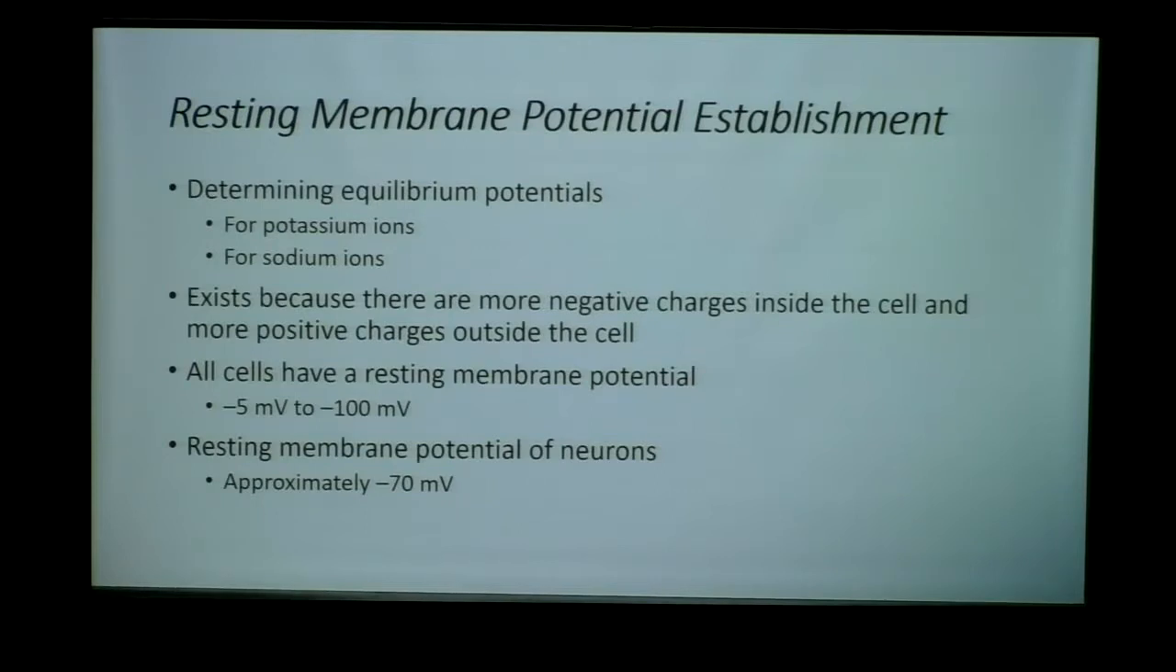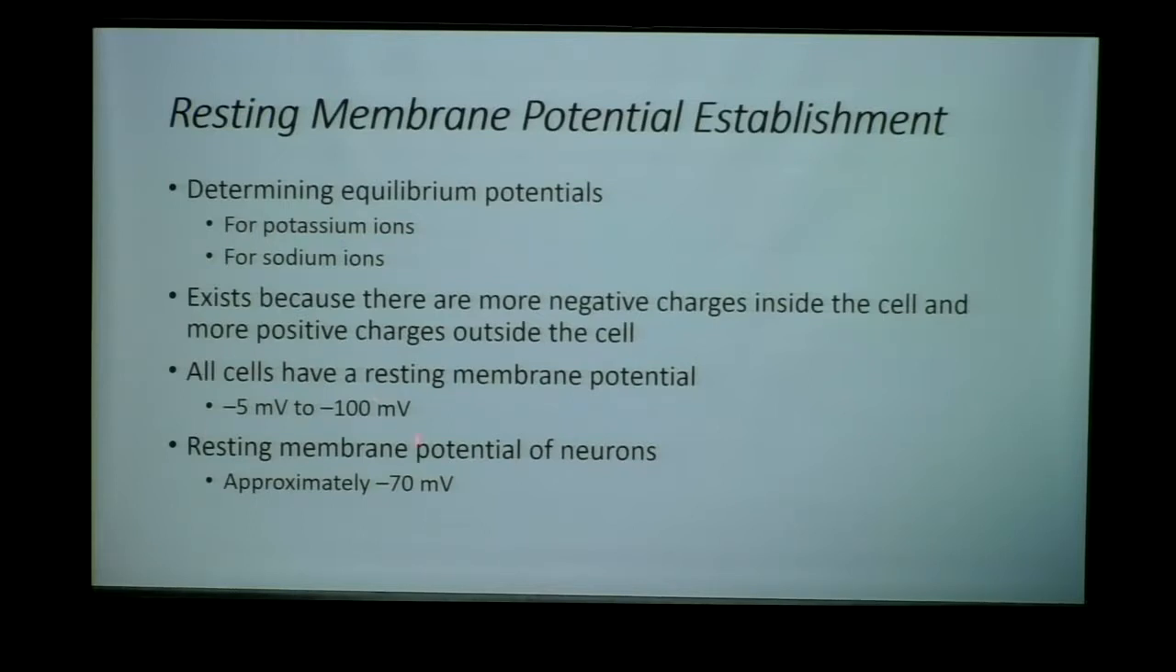So it exists because there's more negative inside the cell. We talked about this phenomenon. Inside the cell is more of a negative environment. Outside the cell is more positive, okay? And we're going to talk about how that comes to be throughout today. Now, all cells have a resting membrane potential. Again, it's sort of what the cell looks like in terms of its voltage when it's doing absolutely nothing. It's sort of just chilling out. So think about a neuron at rest, not excited or not firing an action potential.